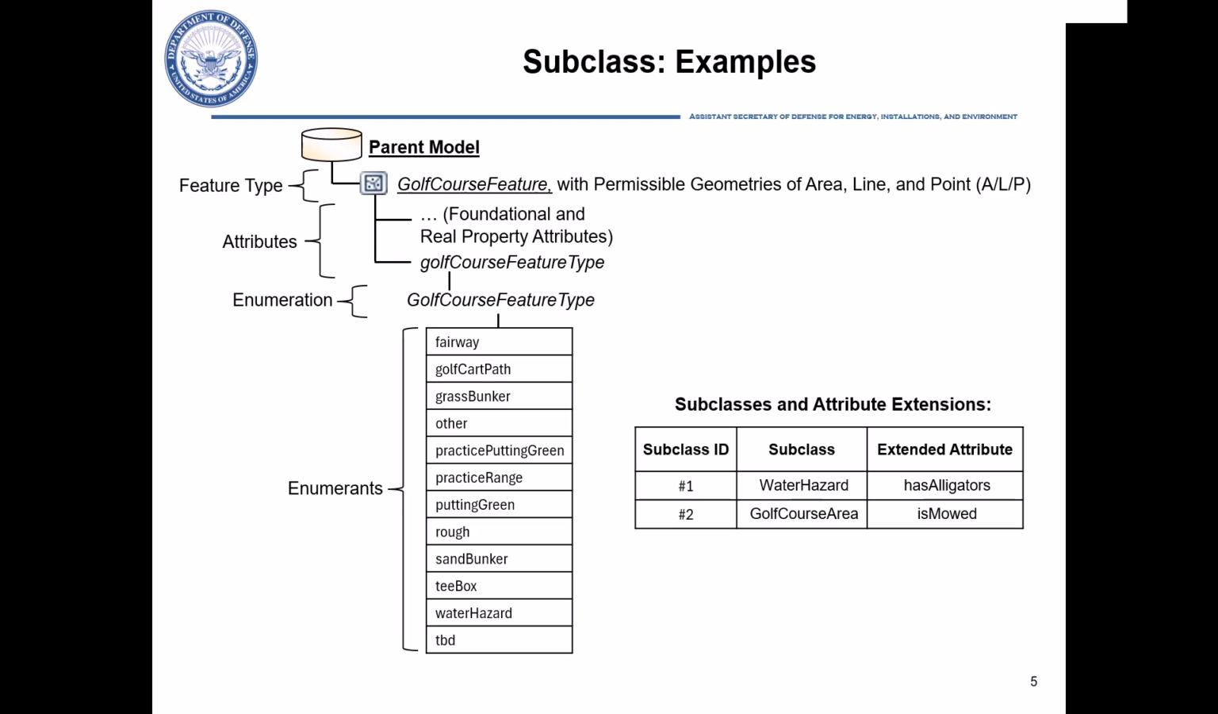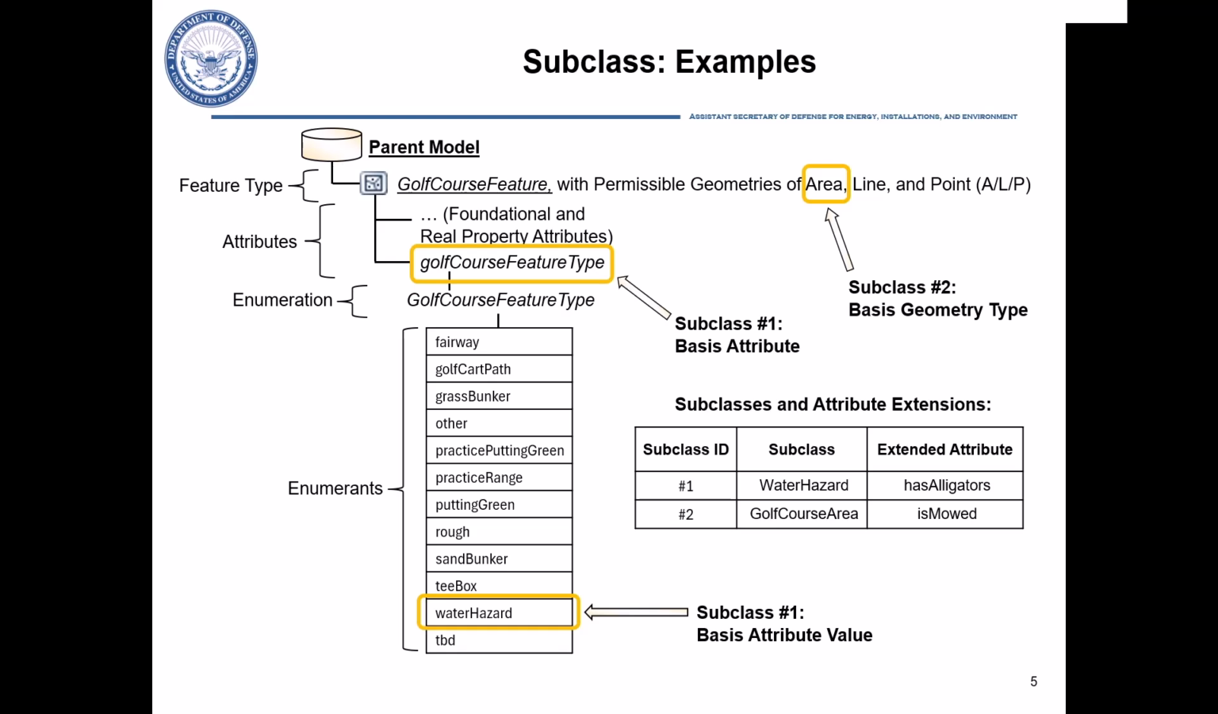Subclass number 1, named Water Hazard, is attribute-based. It uses golf course feature type as the basis attribute, with water hazard as the basis attribute value. This subclass adds a has alligators attribute to the set of attributes inherited from the golf course feature parent. Subclass number 2, named golf course area, is geometry-based. It uses area as the basis geometry type and adds an isMode attribute to the set of attributes inherited from the golf course feature parent.